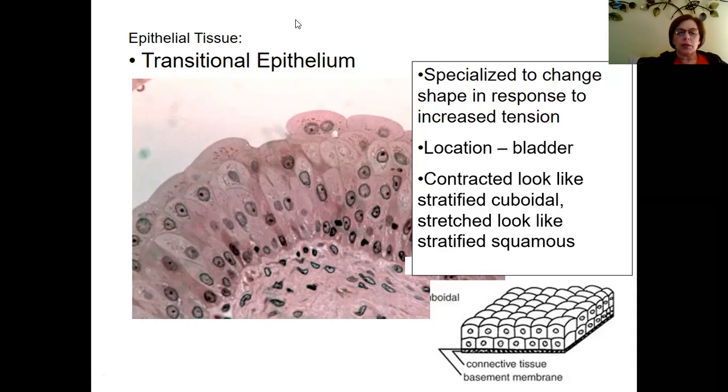All right, I'm going to stop sharing my screen. So those were the next three epithelial tissues. We talked about goblet cells, we talked about microvilli, we talked about why transitional changes the shape, why it looks different at different times, and we'll get some practice identifying those in class.